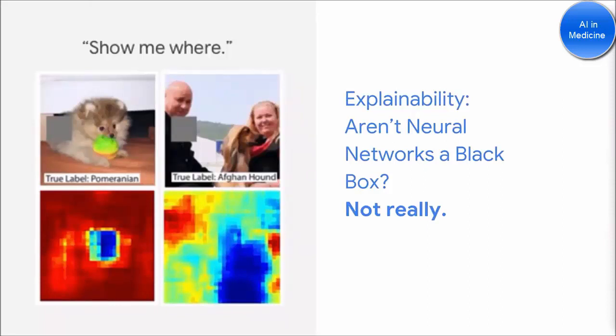So here you can see a picture of a Pomeranian, and the heat map shows you that there's something in the face of the Pomeranian that makes it look Pomeranian-y, and on the left, right here, you kind of have an Afghan hound and the network's highlighting the Afghan hound. So using this very similar technique, we applied it to the fundus images and we said, show me where.